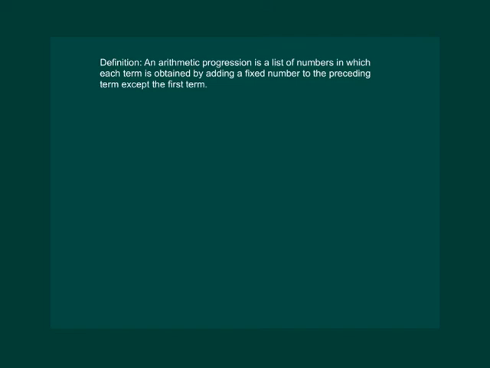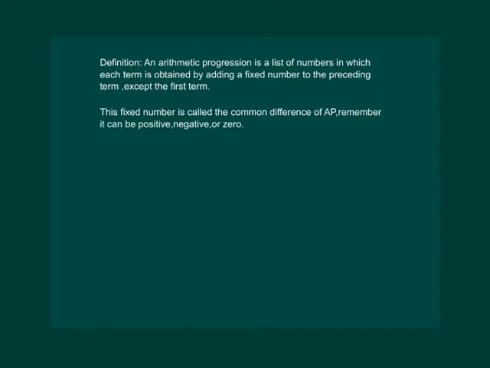So now we are in a position to define arithmetic progression. An arithmetic progression is a list of numbers in which each term is obtained by adding a fixed number to the preceding term except the first term. The fixed number is called the common difference of arithmetic progression, and remember that this common difference can be positive, negative, or 0.